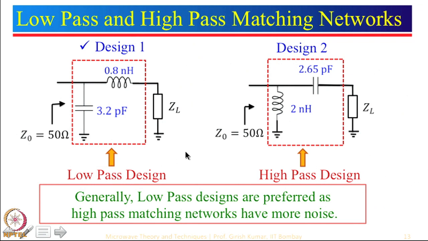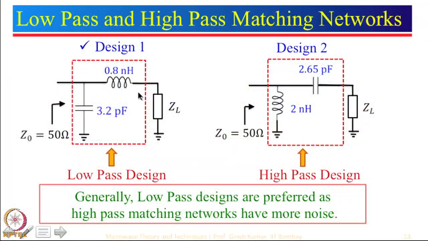A design which passes the low frequency and blocks the high frequency. What is a high pass design? It passes high frequencies and blocks the low frequency. So, you can quickly check here what happens at low frequency. You can take the lowest frequency as omega equal to 0 or DC.